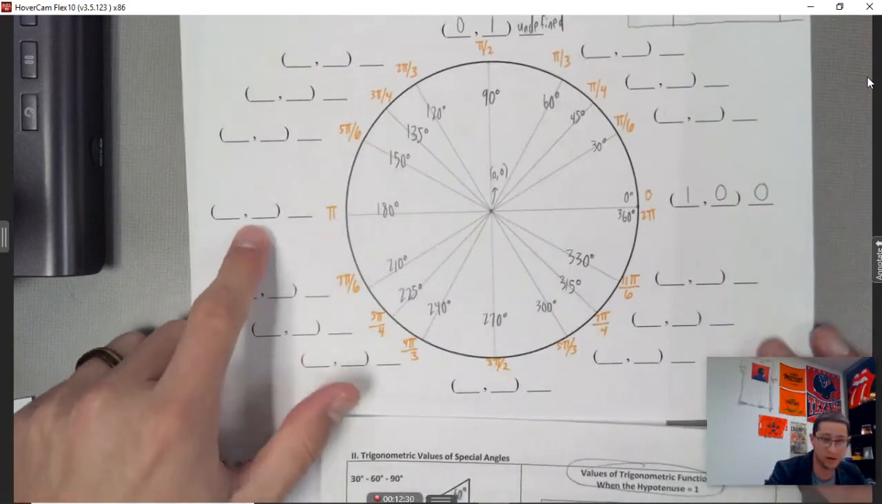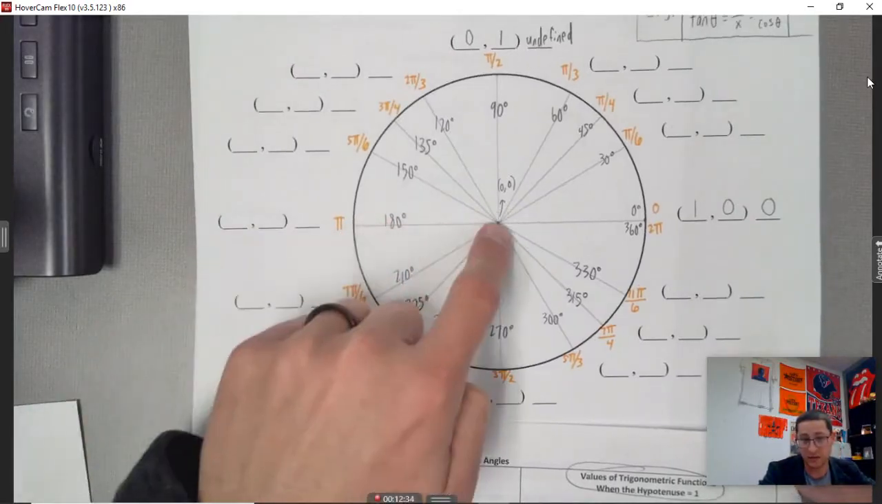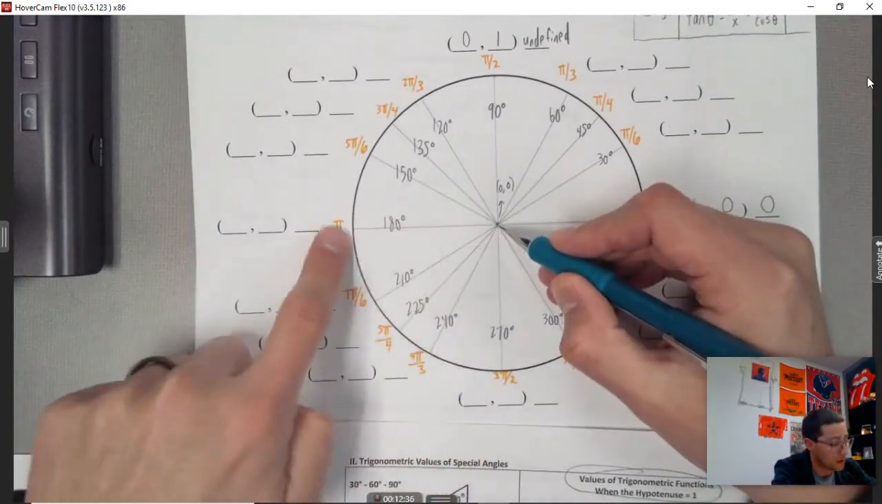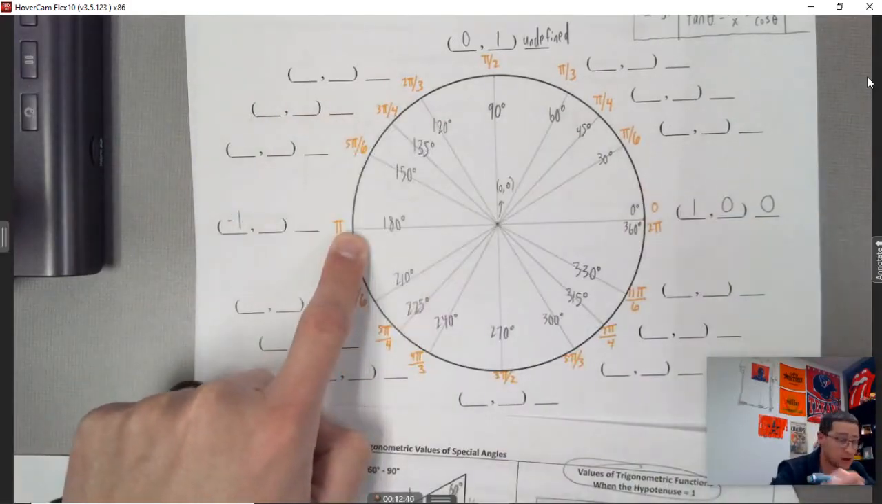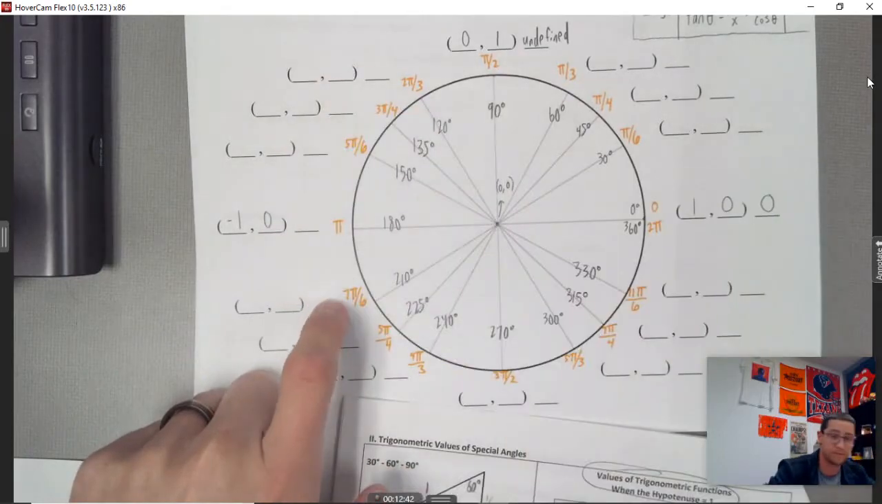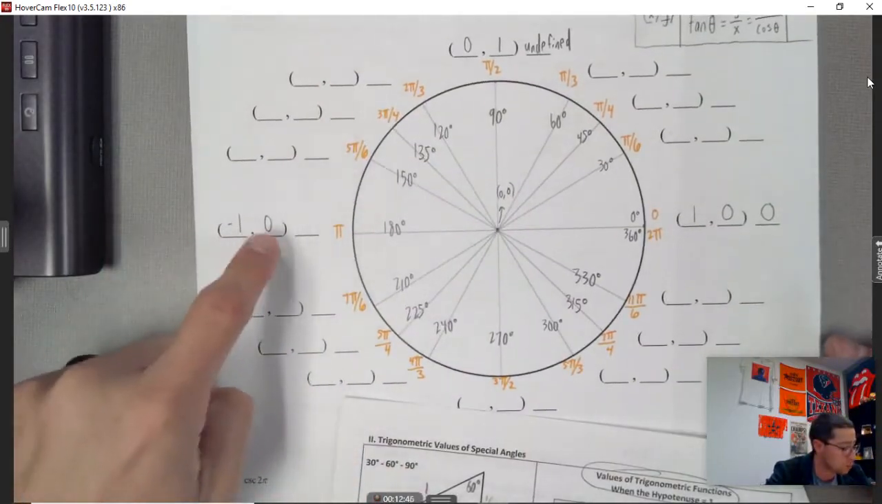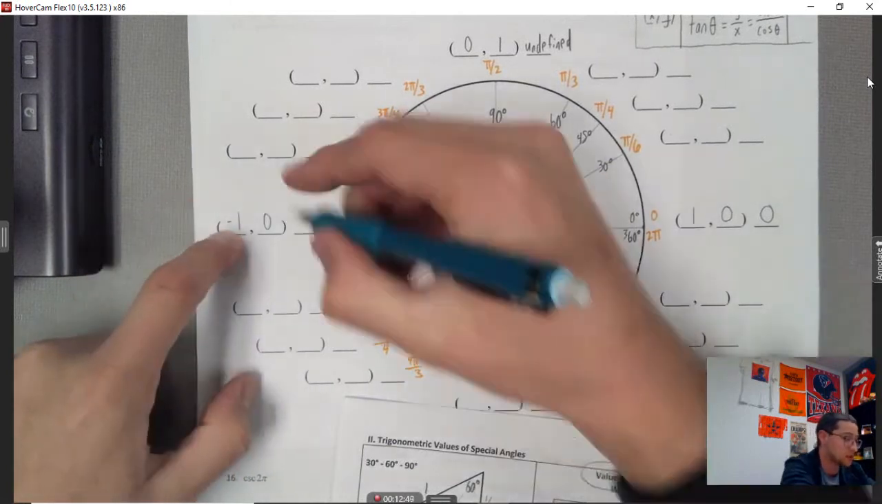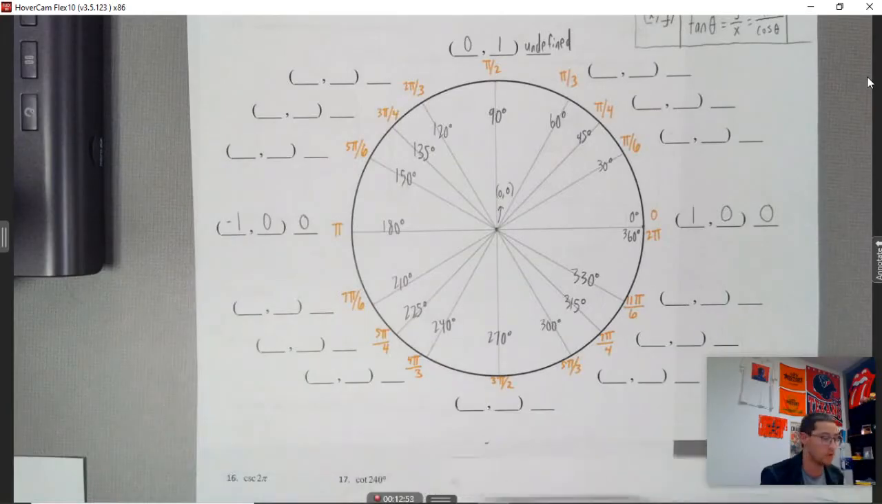Here we go on this one over here. Now we're working in the negatives for my x. Something to keep in mind, right? This is 0. Well, now my x coordinate here is -1. My y coordinate is 0. We end up with our tangent, right? It's the y over the x. So this time it is going to be 0, because it's 0 over -1.